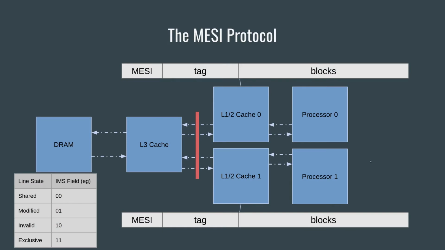MESI further refines the MSI protocol by adding an exclusive state to each cache line. When the line is marked exclusive, the local cache has the only copy of the data. When a line which is exclusive is written to, other caches don't need to be notified. That means that there are fewer transactions on the bus for the bus snoopers to interpret.